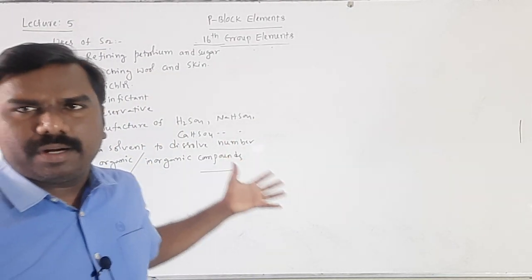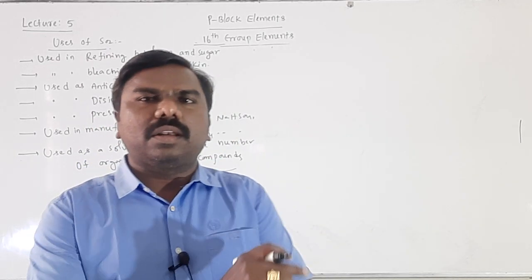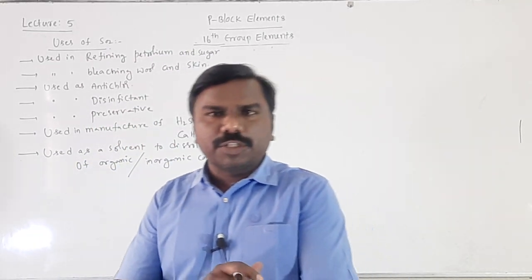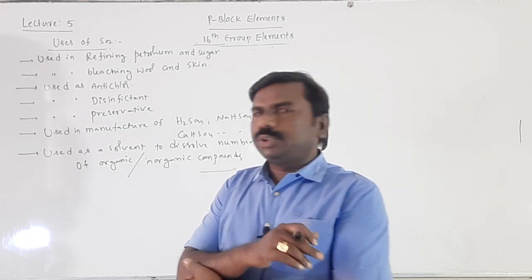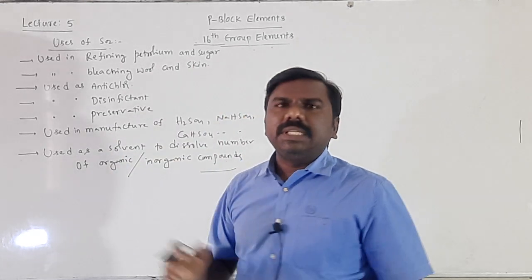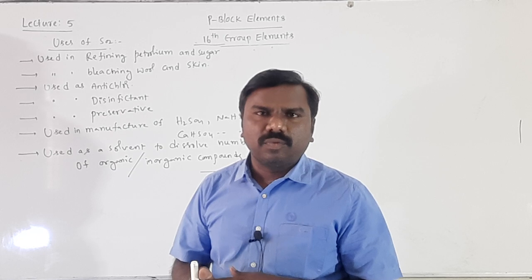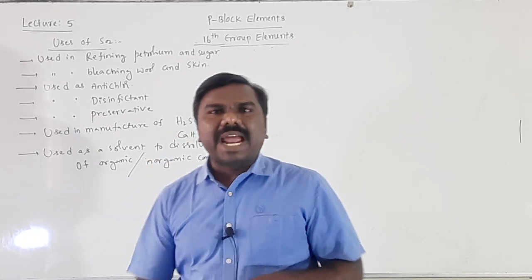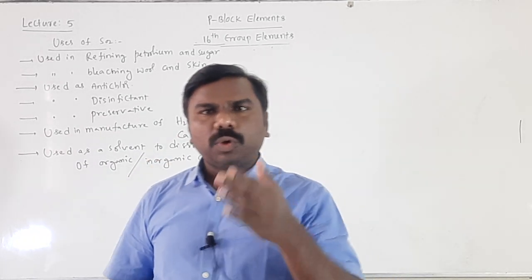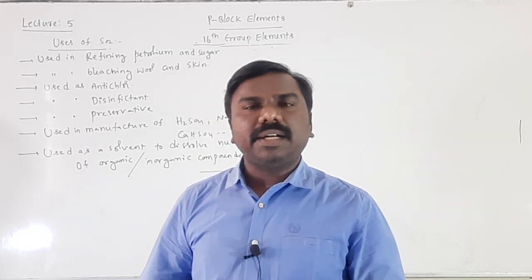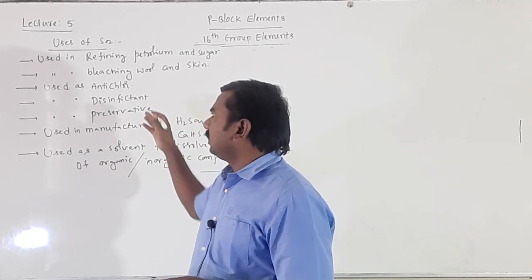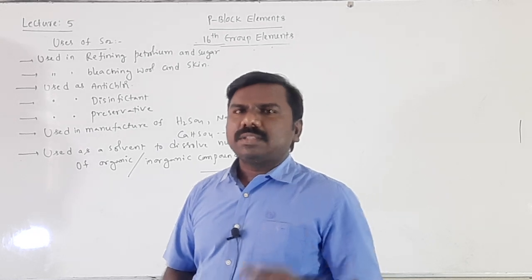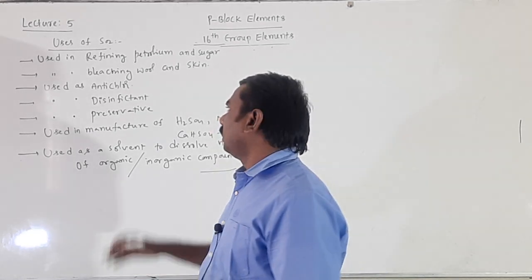Okay, the uses I have written on the board, students. Used in refining, meaning purification of petroleum products and sugar products. Used as a bleaching agent, meaning a cleaning agent for wool and silk. Used as an anti-chlor, meaning to remove excess chlorine in the textile industry. And used as a disinfectant, meaning a drug which kills microbes.